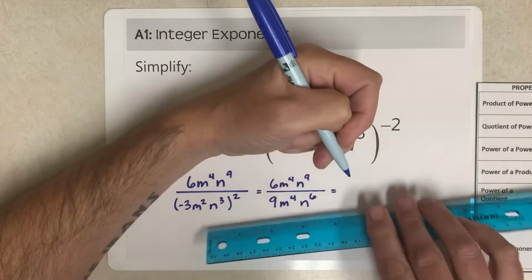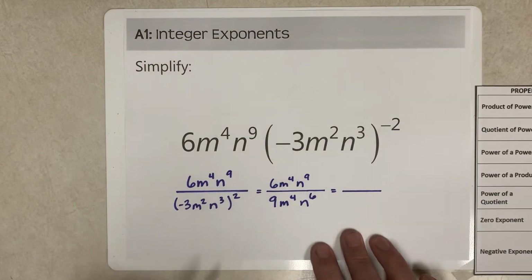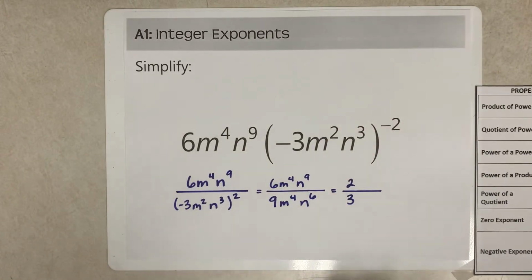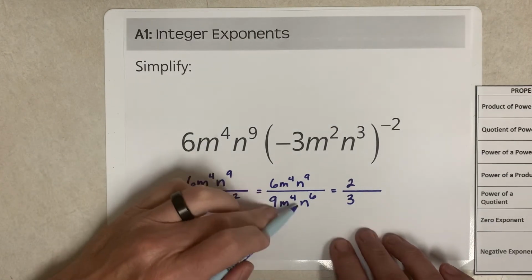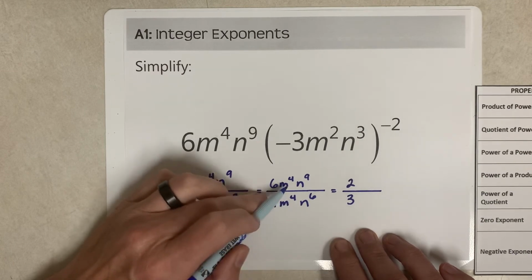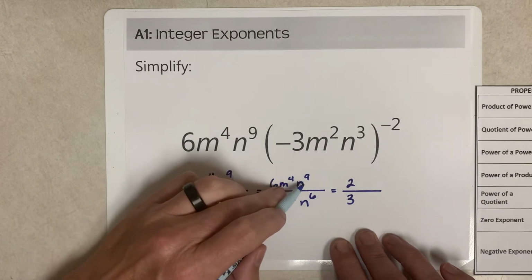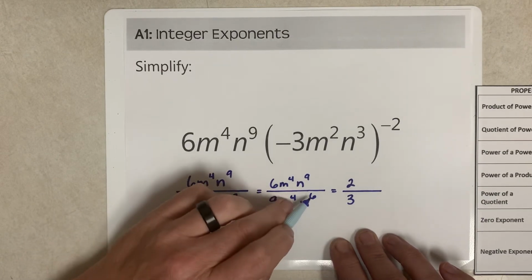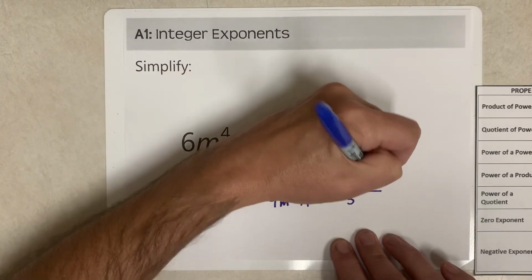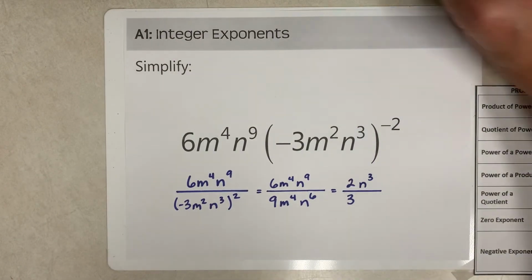Now let's simplify. So I'm going to assume this is going to be a fraction when I'm done. 6 and 9. 3 goes into 6 2 times. 3 goes into 9 3 times. So I've dealt with the numbers. The m's have the same exponent, which means both those m to the 4th are going to completely cancel out. All of them are going to cancel out with each other. So the m's aren't even going to be in my final answer. Got 9 n's up here, 6 down here. So these 6 are going to cancel with 6 of these and leave 3 still there. So 2n cubed over 3 is my final answer for that one.